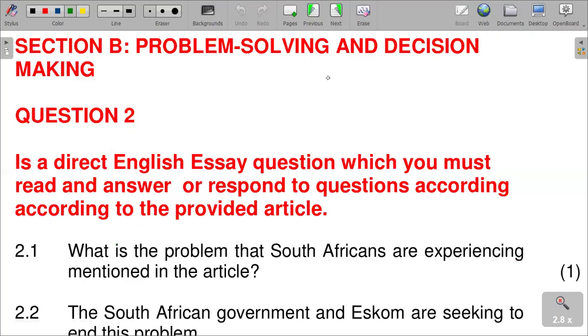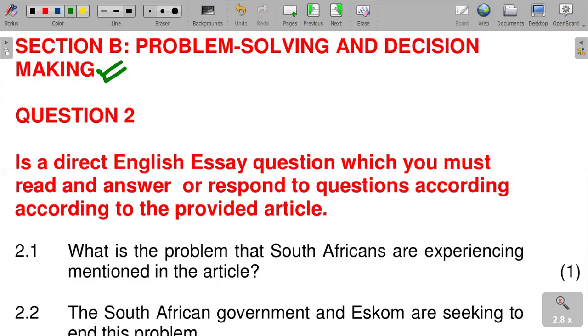Section B, problem solving and decision making. I'm sure that you know there is section B in our paper. We answer all questions in this paper, so we need to look at problem solving and decision making. So, question two. This one has got some infographic. There is an addendum that is attached there, but I've just tried to synthesize it to bring to you as a scope.